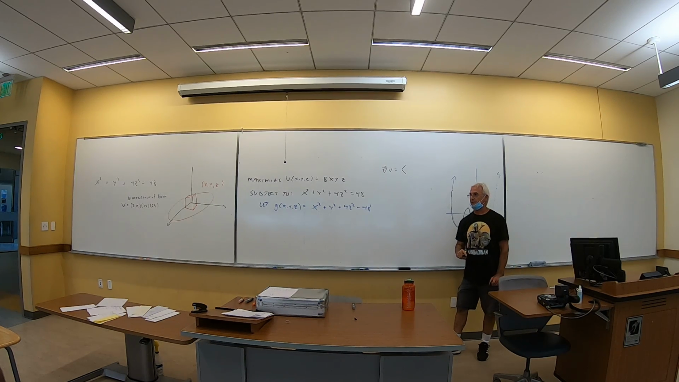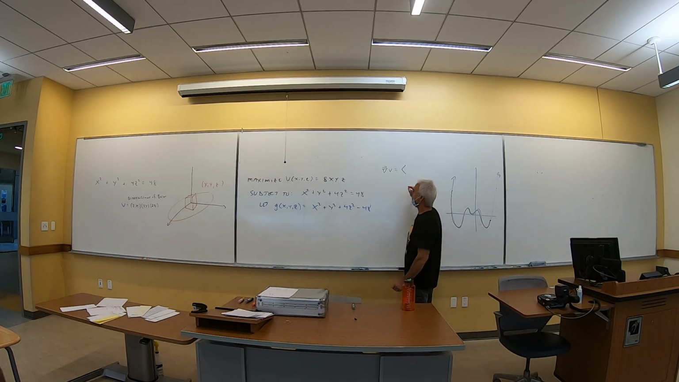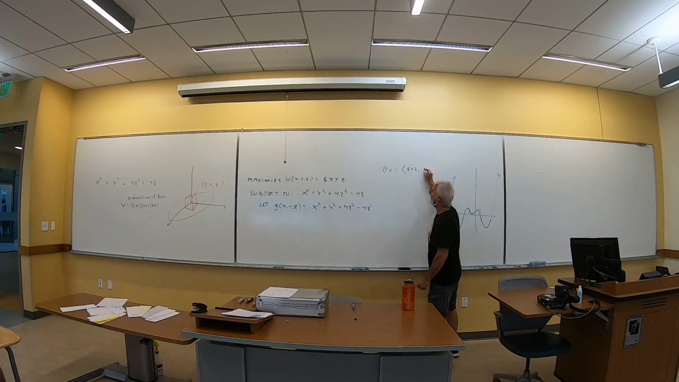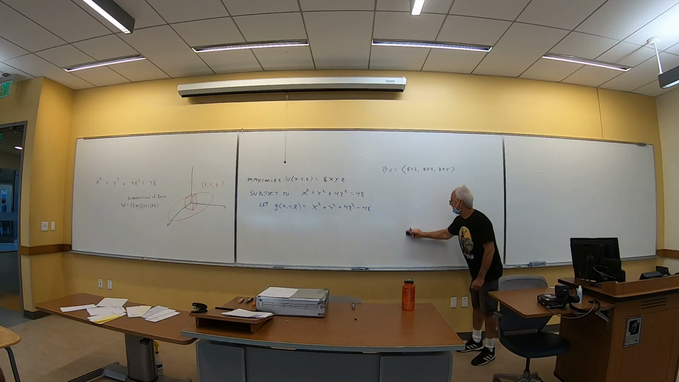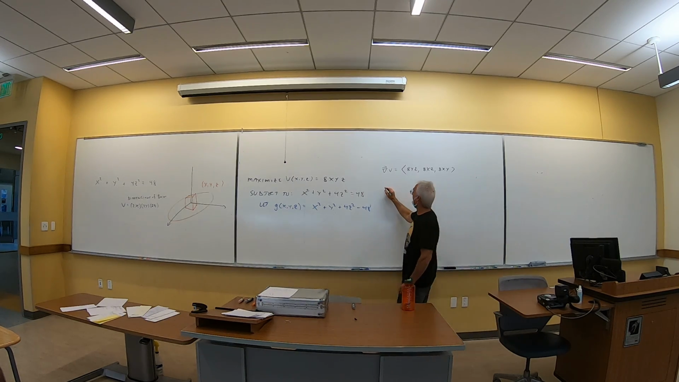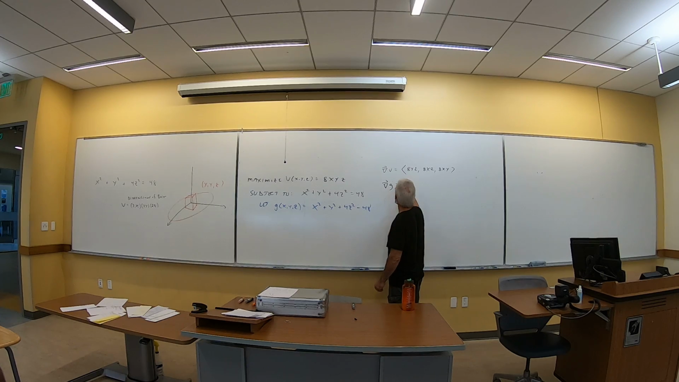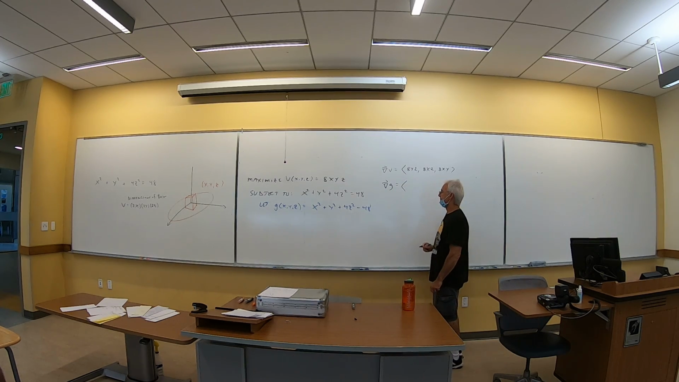Go slow, we can't afford errors here. 8x, 8y, 8z. So what's the gradient here? 8yz, 8xz, 8xy. Good. What is the gradient of g? 2x, 2y, 8z.